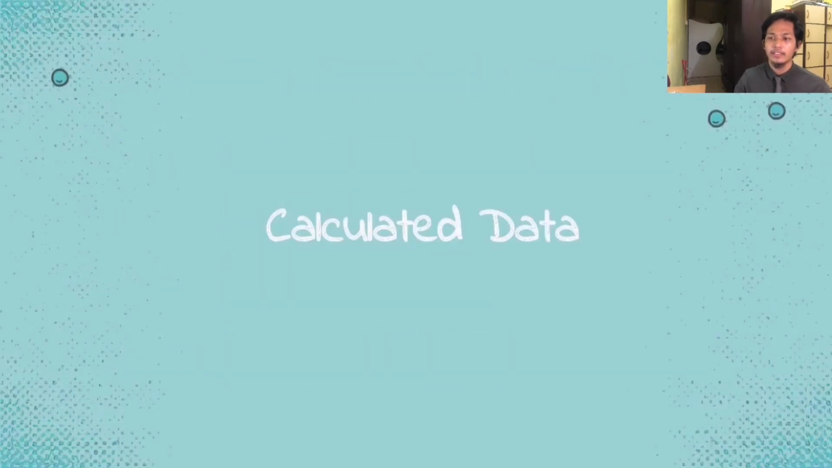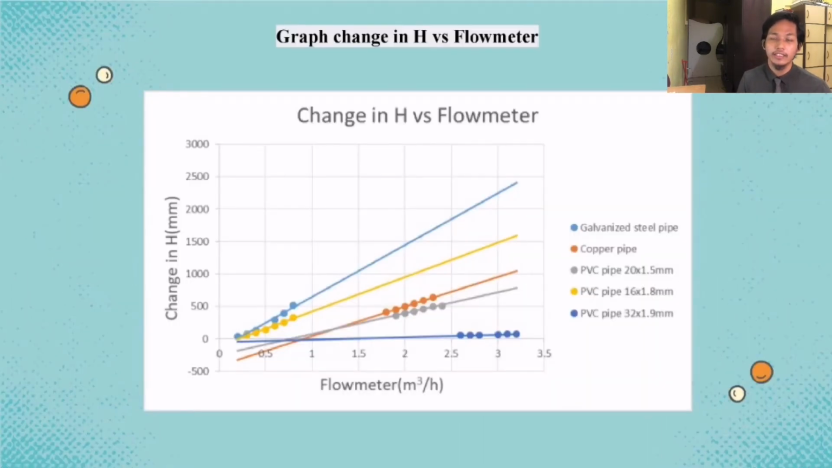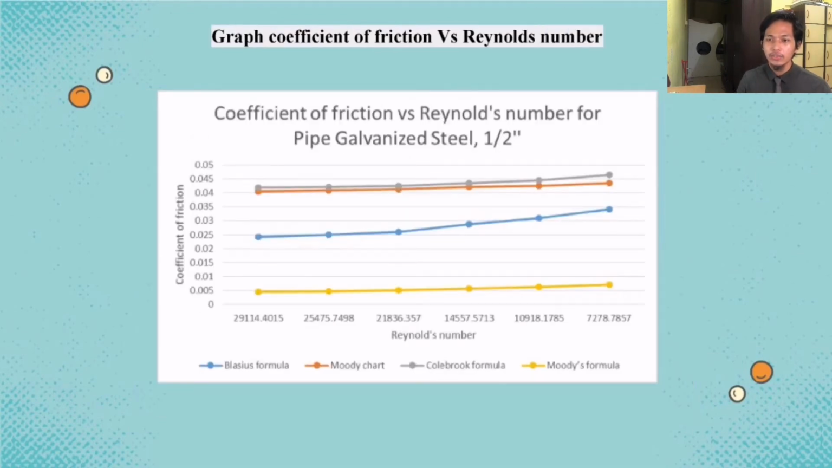And then we show you the graph of change in delta H versus the flow meter. So this is the graph. We tabulated all the data in the graph, so it is easier for us to see the relationship between each other. So next is the graph of coefficient of friction versus Reynolds number for the galvanized pipe. From the equation above, we calculate with all the data given to us, and then we get this type of graph.